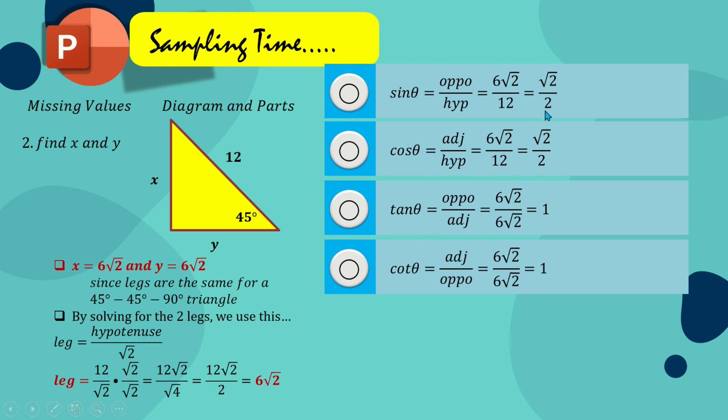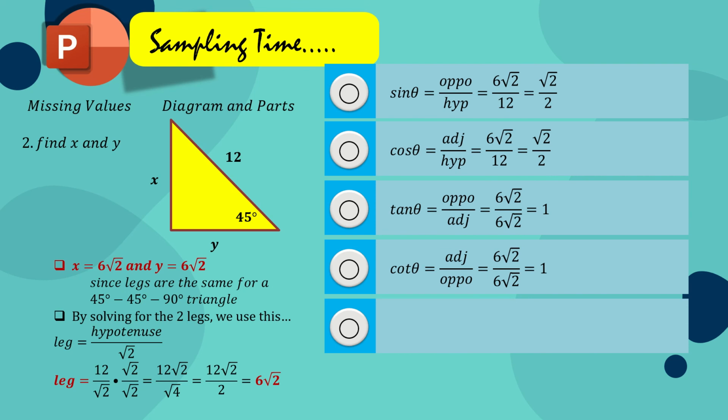So you can observe that sine and cosine have the same result. Tangent and cotangent have the same result. But sometimes, sine and cosine are no longer the same, especially if we use the 30, 60, 90 degree special right triangle. This one is a 45, 45, 90. So more or less sine and cosine, tangent and cotangent, secant and cosecant are the same. Later we will realize this in our next examples.